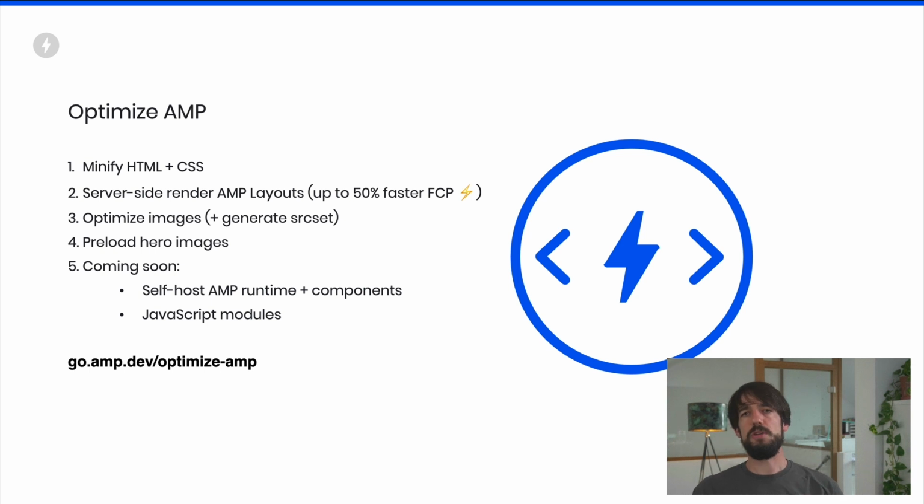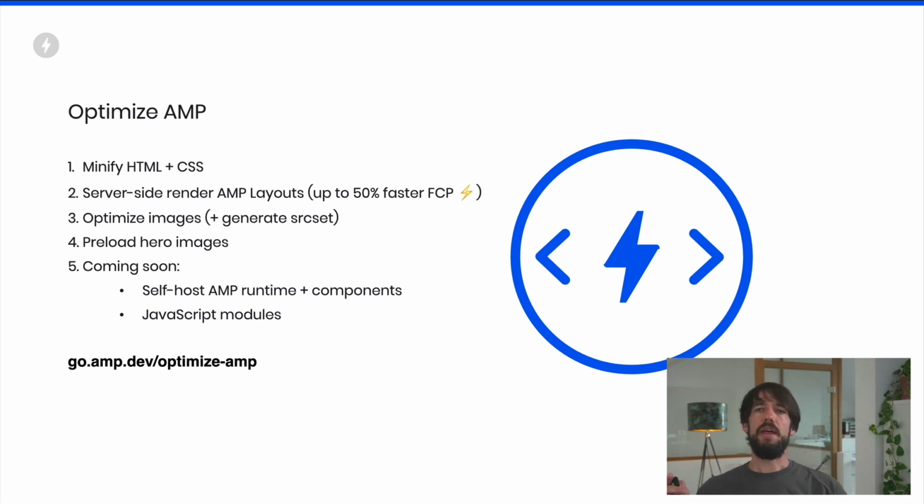AMP makes it easy to build responsive websites by providing custom layouts, such as a responsive layout. By default, these are rendered client-side by the AMP runtime, but it's much faster to do this on the server, or even better, during the build.